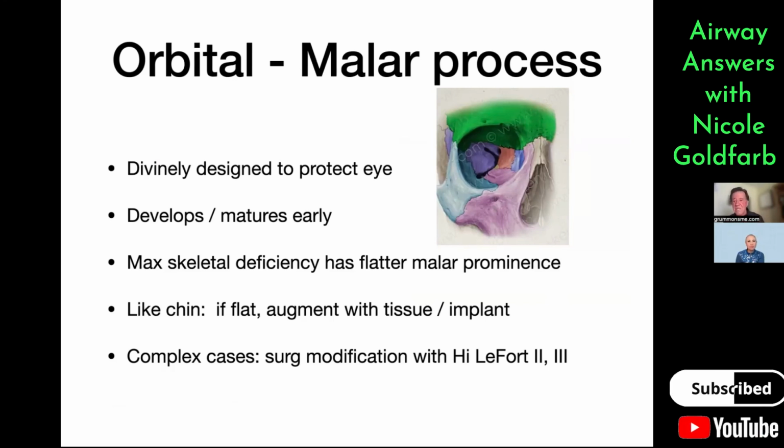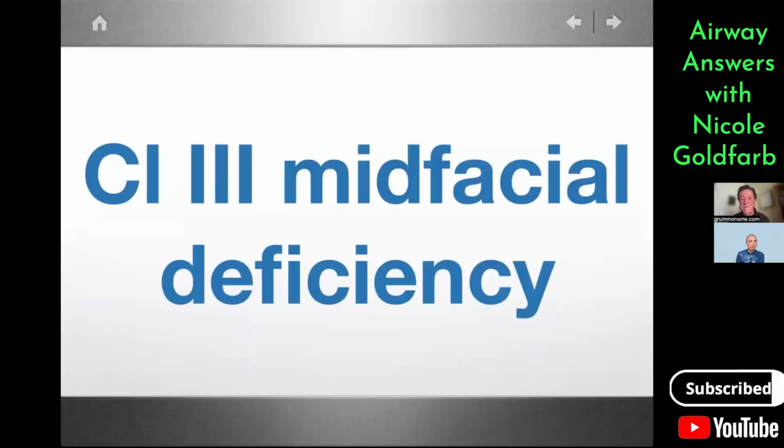The maxillary skeletal deficiency tends to have a flatter prominence. So you would think, well, we can't put pressure on that because it's developing, except it's already developed as much as it's going to. And like the chin is flat, so we have to augment it with implants sometimes. And if it's a real complex case, we might do a high Le Fort too and modify this or do something at the time of surgery.